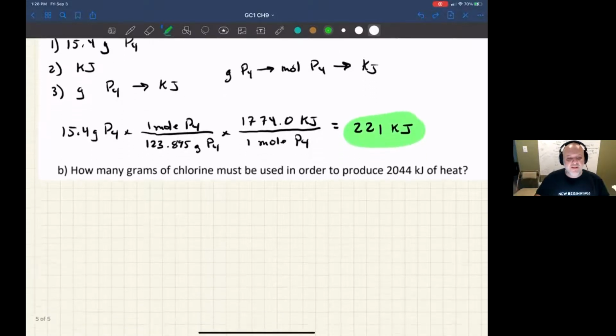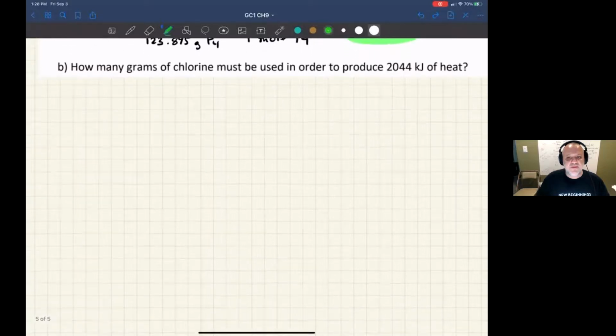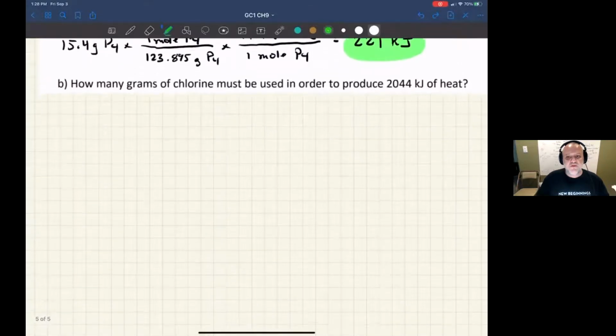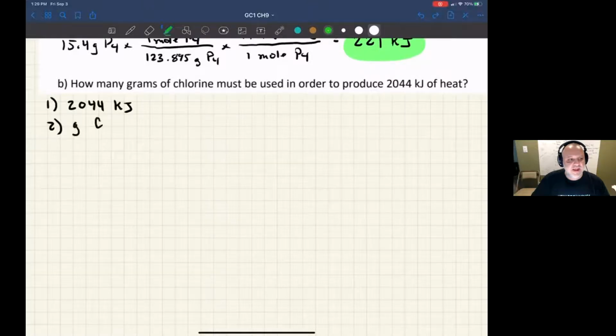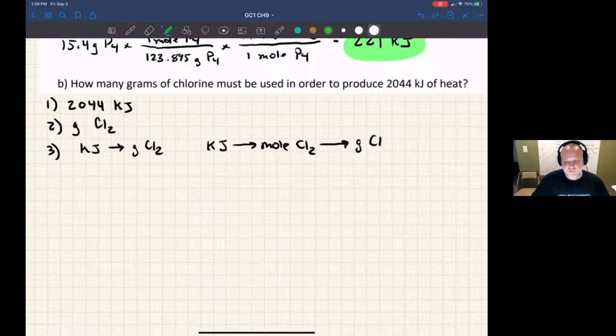Okay, how many grams of chlorine must be used in order to produce 2044 kilojoules of heat? So in this case, I'm given the amount of energy produced and I'm asked for the mass of chlorine. So that means I need to go from kilojoules to mass. So step by step, that's kilojoules to moles of chlorine and from moles of chlorine to grams of chlorine. So it's essentially going backwards from the spot we did before. So let's put it together.